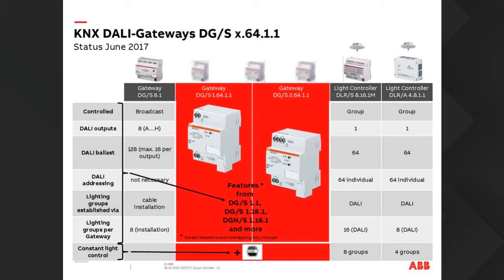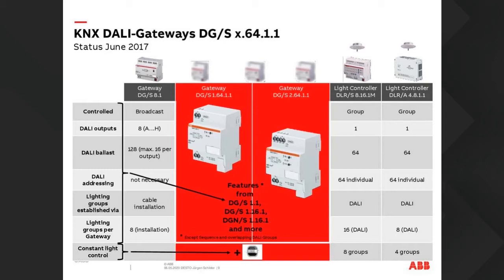The table really shows what we can do. The DALI gateway DGS81 is just a simple 8-channel device. We switch 16 devices per channel, which gives us a maximum of 128 devices. We actually just switch per channel: channel on, channel off, dim up, dim down, whatever we want to do. That's how it works.